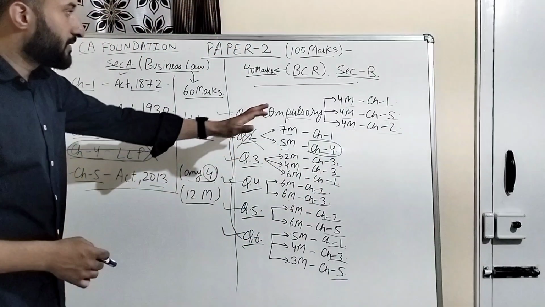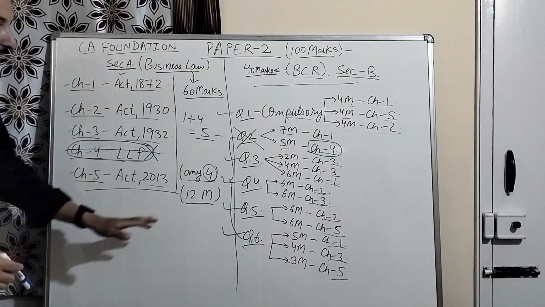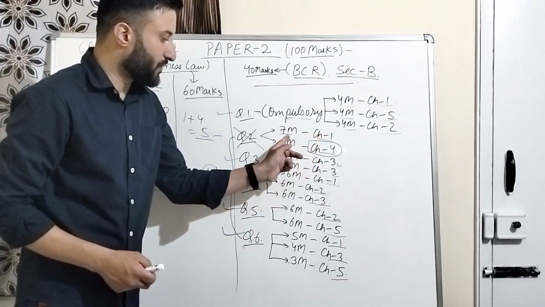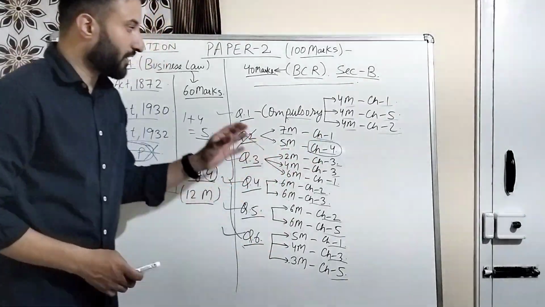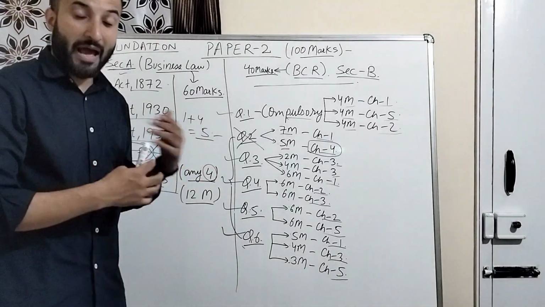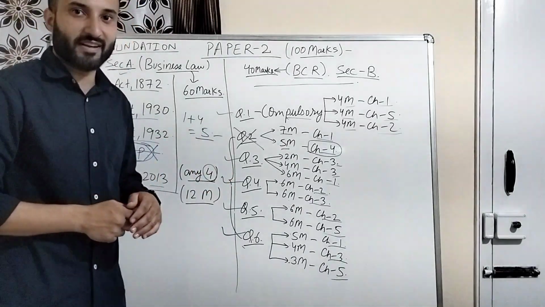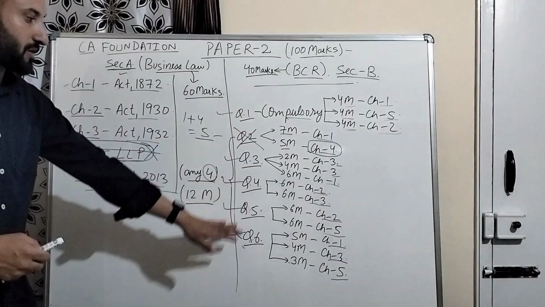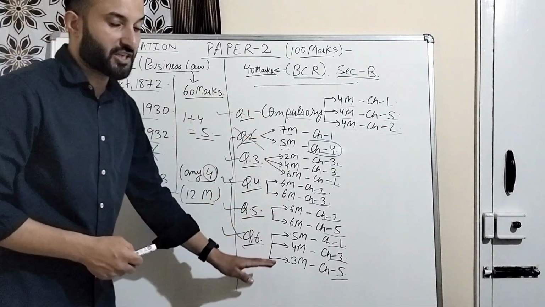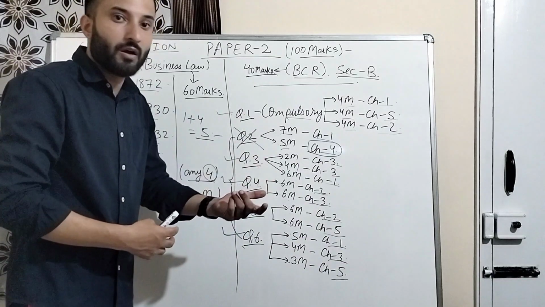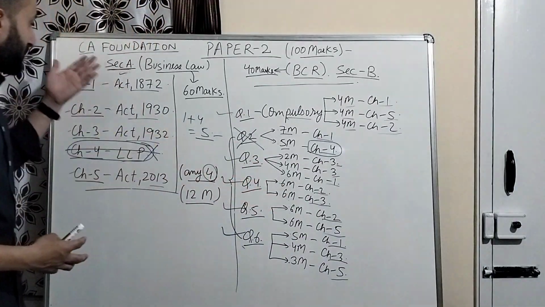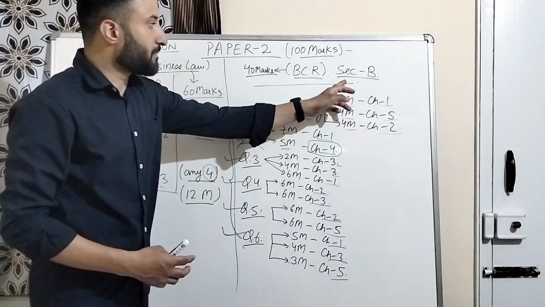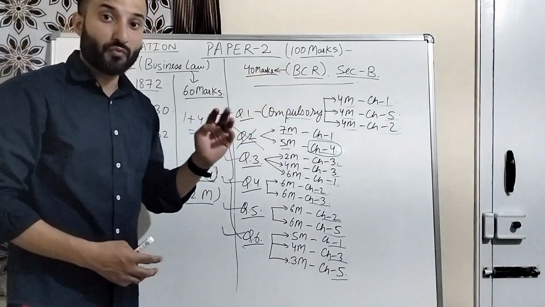So these are the patterns of the questions, how they will come in the examination, and these are the weightage. Okay, so stick with this and plan accordingly. Definitely you are going to clear the paper. Now this is for section A, business law, 60 marks: how the question pattern is, how the weightage will be, and how you are going to select the questions, means which chapters you have to do. Now we will go on to section B, that is BCR, which consists of 40 marks.